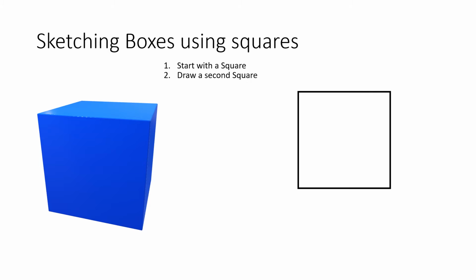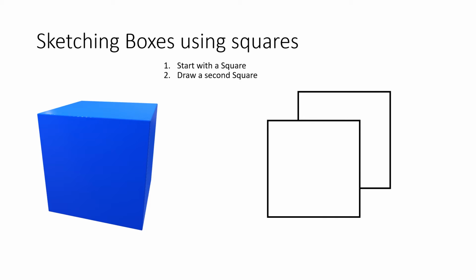Now the second step would be to draw a second square. And we draw this square oblique to the first square. So it's a little off to the side, a little below. So it's not directly on, it's off a little bit. We call that oblique, and that's where the name of this type of drawing comes from, oblique.